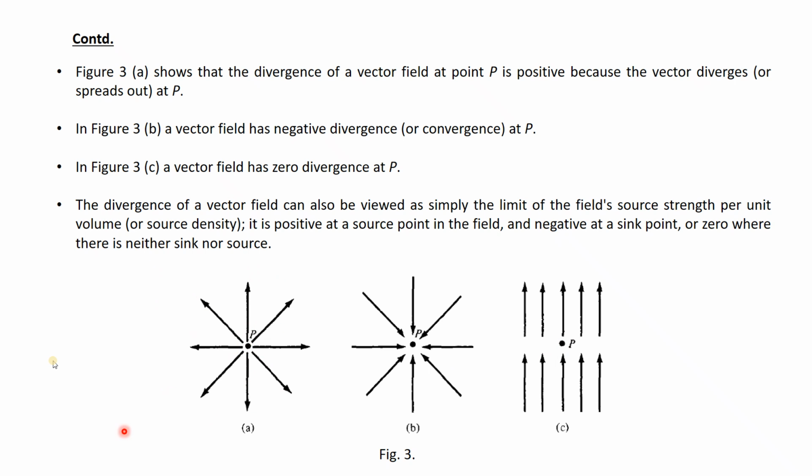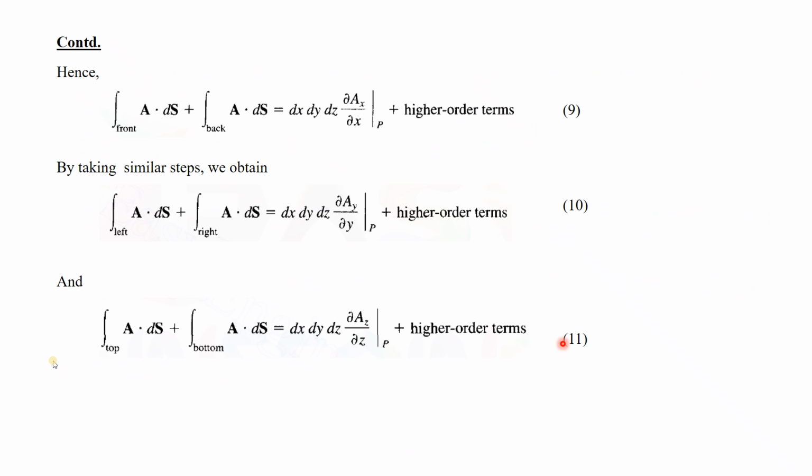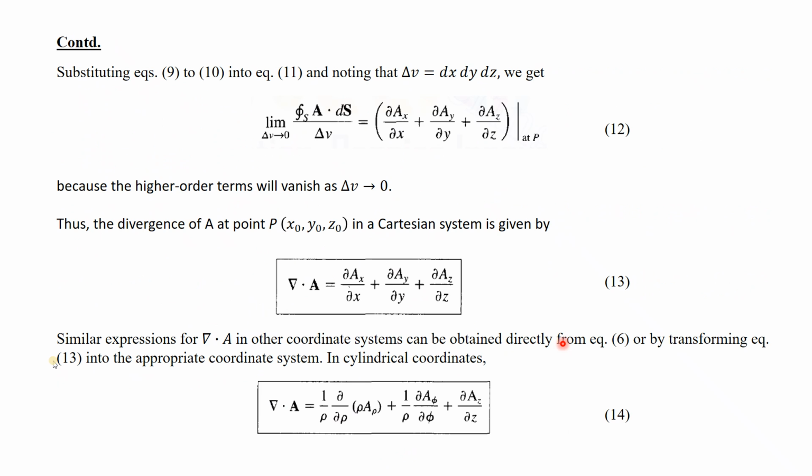But in this case, if there is a point P and vectors are coming out, we call it a positive divergence. And if it is converging, we call it a negative divergence. So this is called a source. This is called a sink. And this point is neither a source nor a sink. So this is just the definition, and how it is calculated is not required because this question doesn't come. These previous slides are for your reference only.